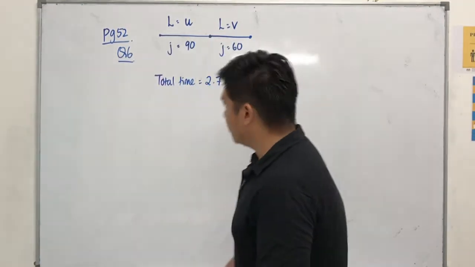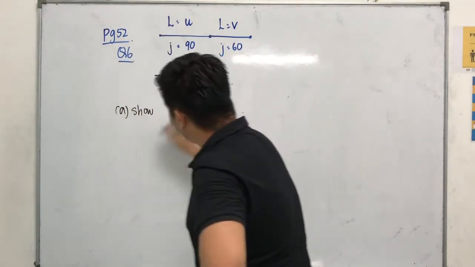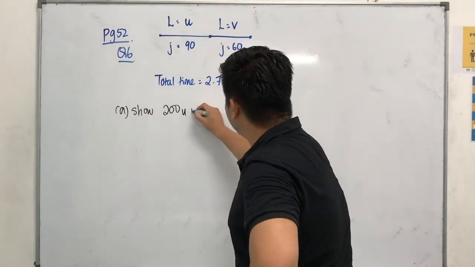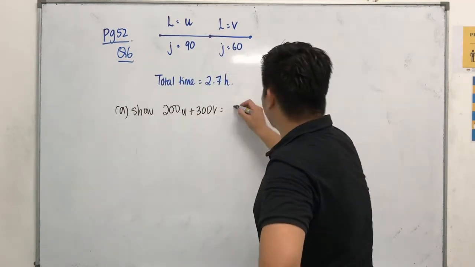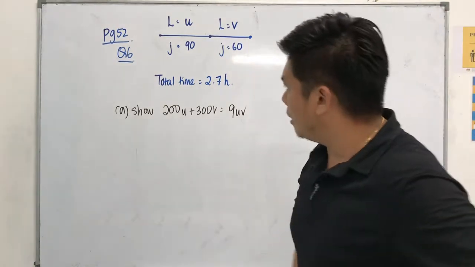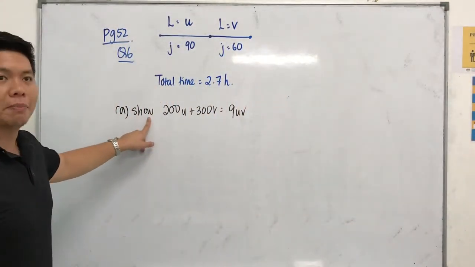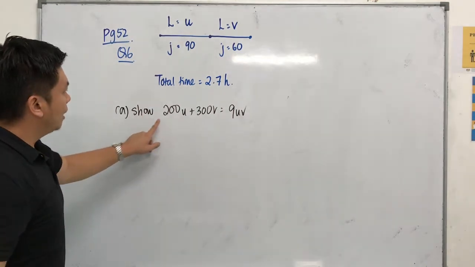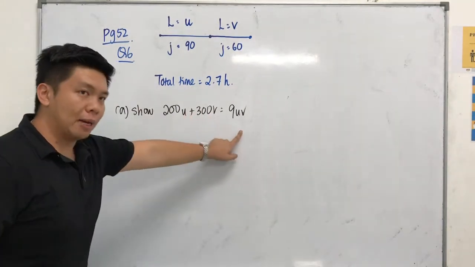So let us look at this one. First question, show ataupun tunjukkan. Show that 200u plus 300v is equals to 9uv. Basically, in AddMath, in addition mathematics, you will see this word very frequently. You akan jumpa benda ni macam biasa lah pastinya. Show means that you have to prove. You have to prove that at the end of the day, you get this equation. Okay, ini jawapan kamu, this is your answer.